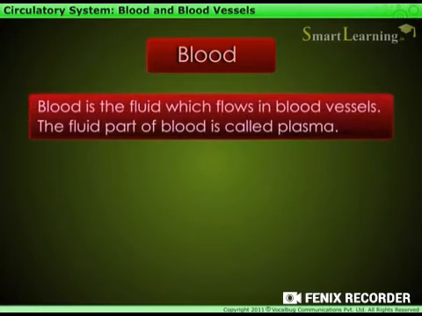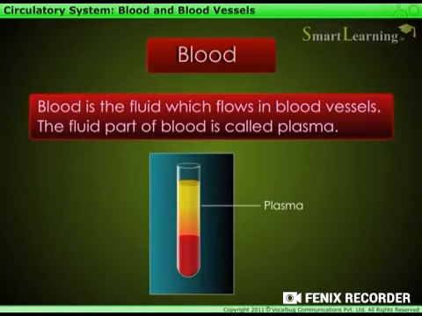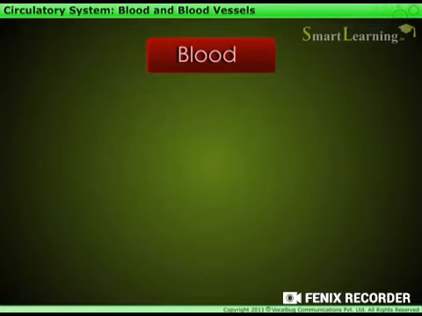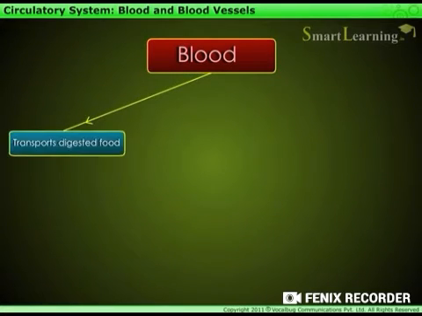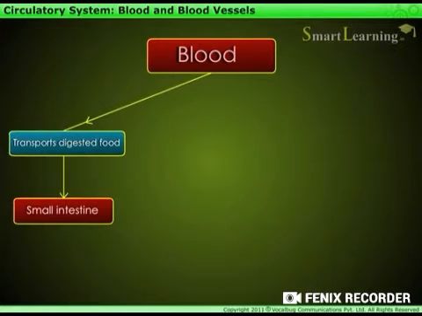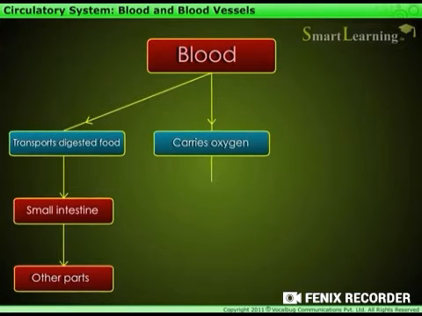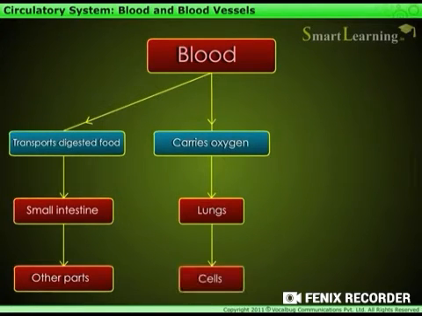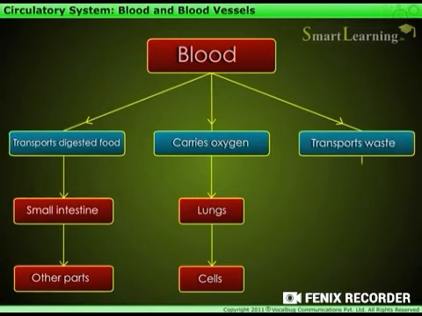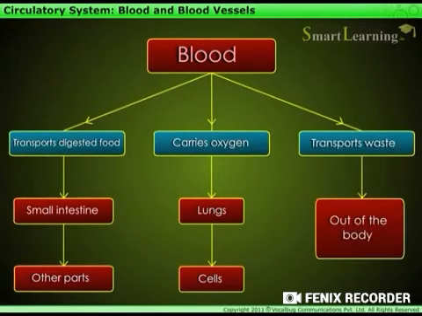Blood is the fluid which flows in blood vessels. The fluid part of blood is called plasma. Blood transports substances, like digested food, from the small intestine to the other parts of the body. It carries oxygen from the lungs to the cells of the body. It also transports waste for removal from the body.